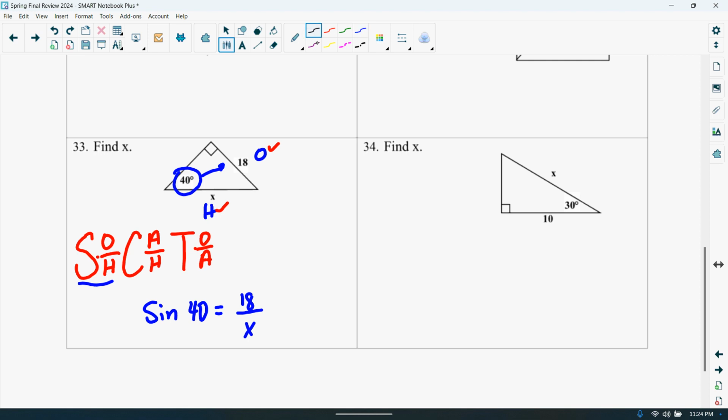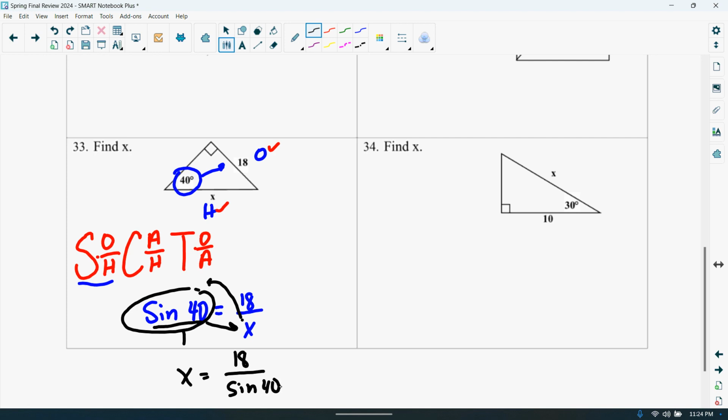And then we have to remember what we do when X is on the bottom. When it's on the bottom, we switch it, we do division. So X is going to be, I'm basically moving this to where X is. And so this would be 18 divided by the sine of 40.